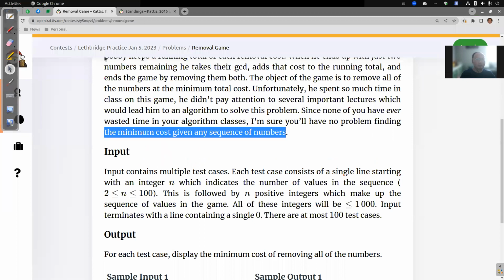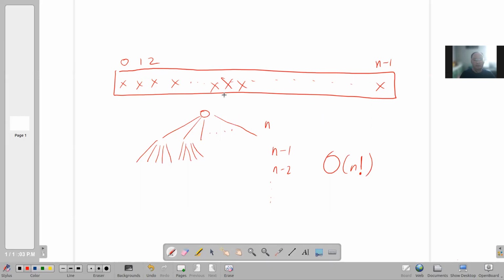100, right? So no possible way. This will give you the right answer if you just look at all possible ways of removing stuff, but of course you can't do this. All right, so forget about that.